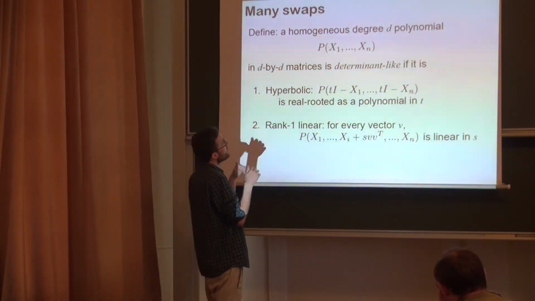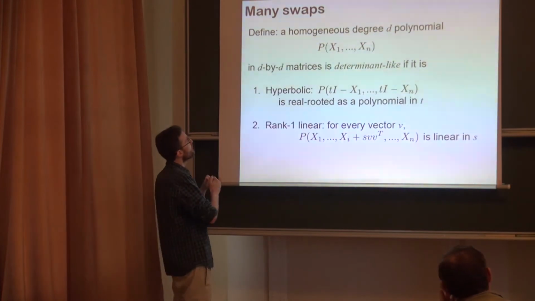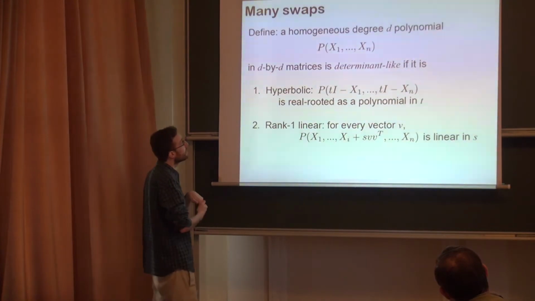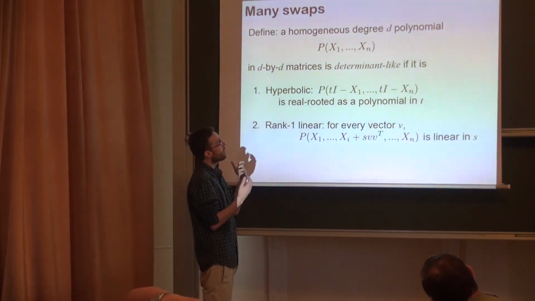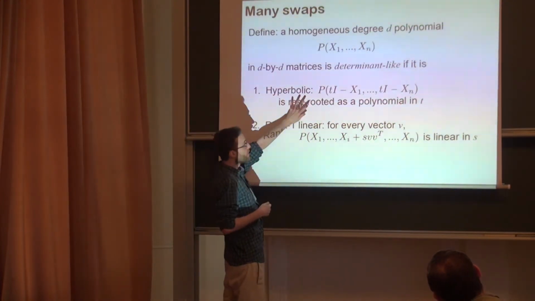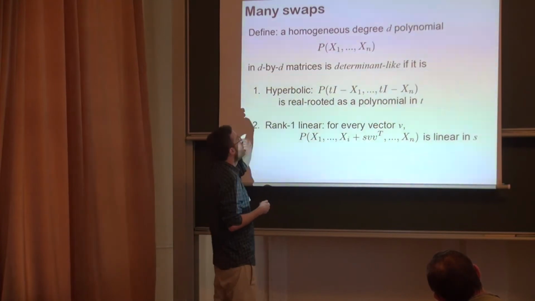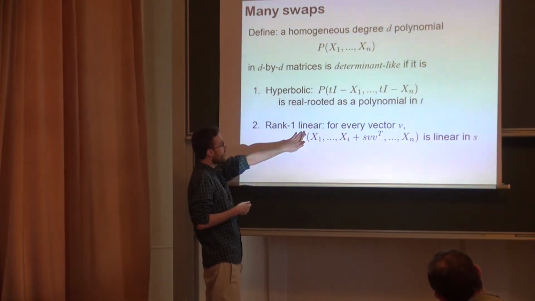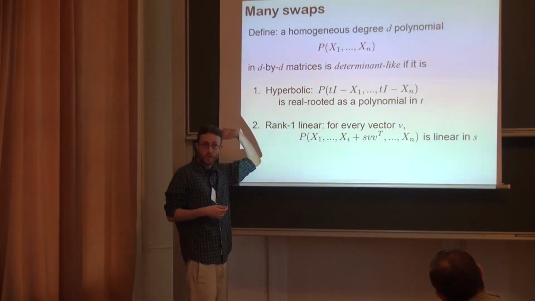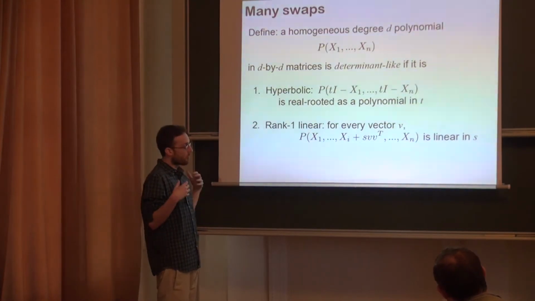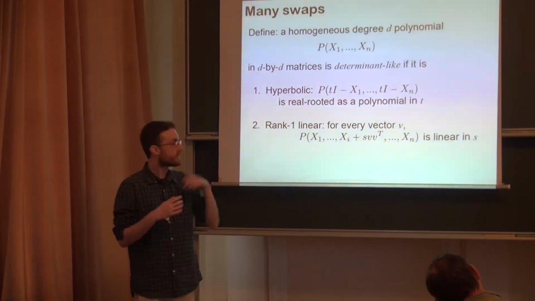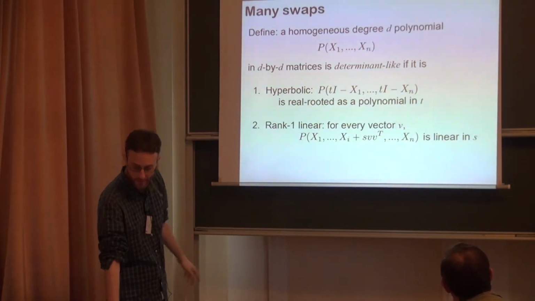But what ends up happening is you still lie in this larger class, which we call determinant-like polynomials. So essentially, the only thing you need from all of the things that we're getting from the characteristic polynomial are the fact that it's hyperbolic, which means that it's real rooted as a polynomial in T, and that when you do a rank 1 update, this is linear in S. Right? Those are the two properties we're using. And so even though we're leaving the realm of characteristic polynomials, we're going to stay in the realm of polynomials which do these two things.